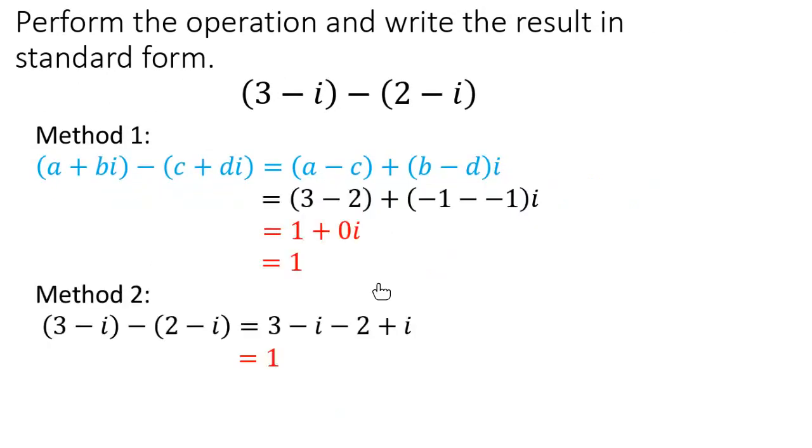Subtraction. Same thing here. We subtract the real parts. 3 minus 2 is 1. Negative 1 minus 1 is 0i, so we get a 1. If you use just combining like terms, then distributing the negative in here, we end up with 3 minus i minus 2. Negative negative is a positive. Combine your like terms. 3 minus 2 is a 1. Negative i plus i is 0.